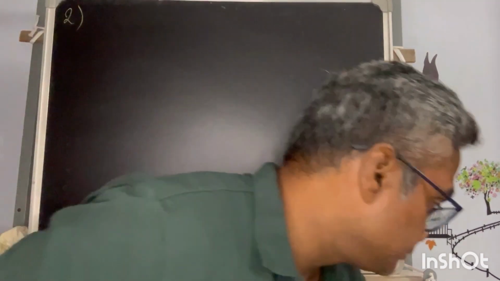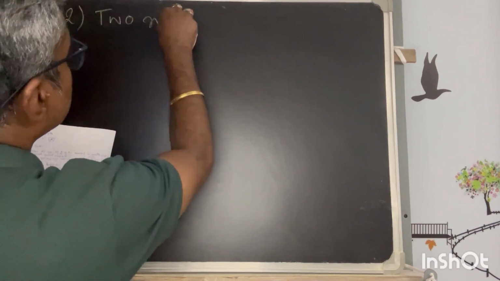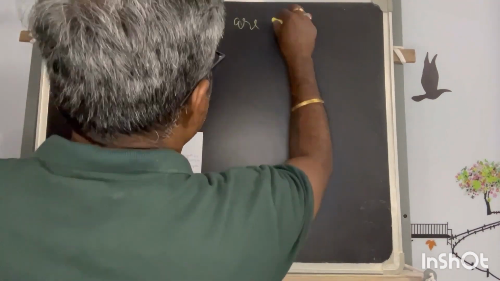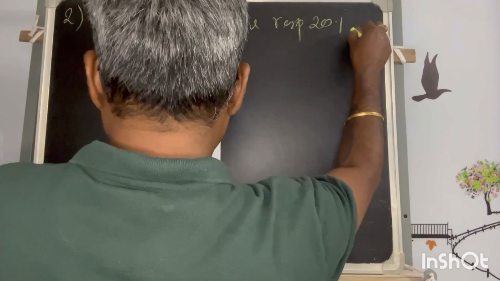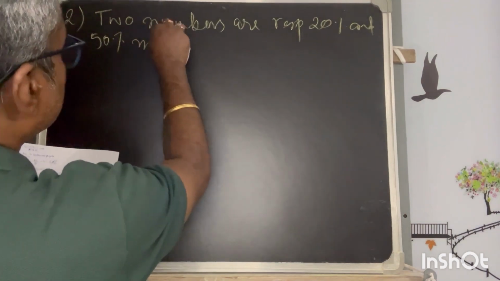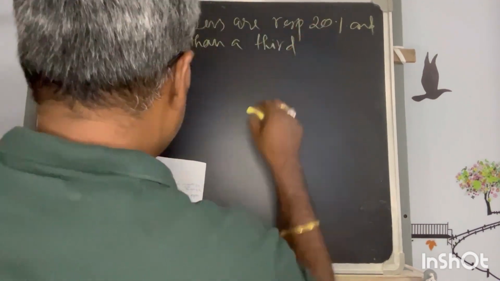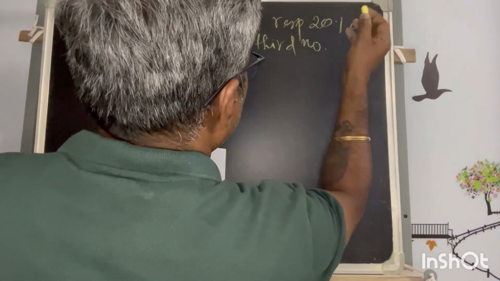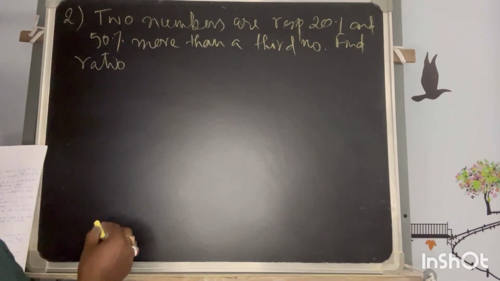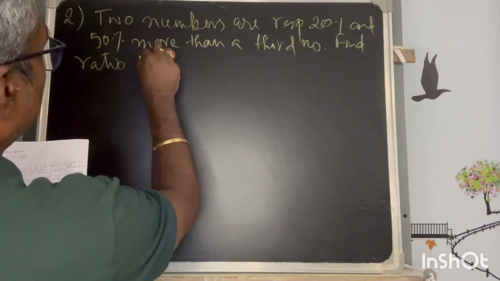Problem 2. Two numbers are respectively 20% and 50% more than a third number. Find the ratio of the two numbers.